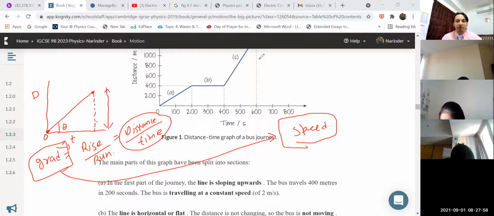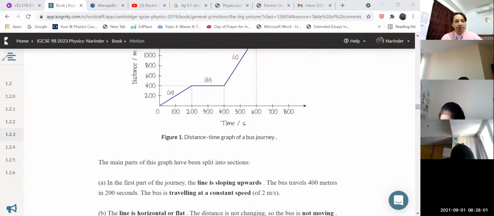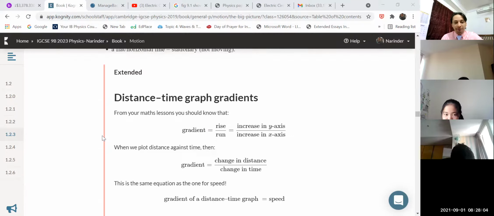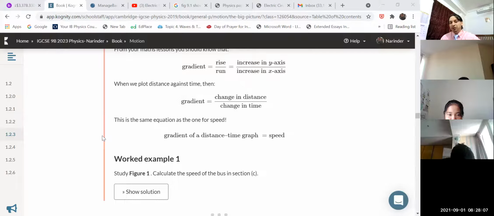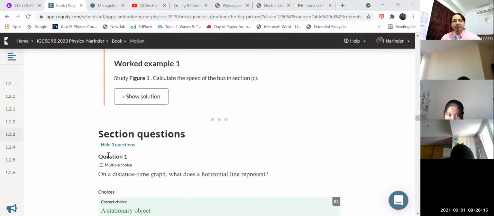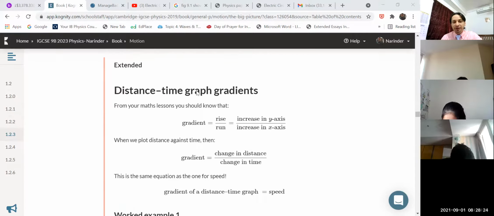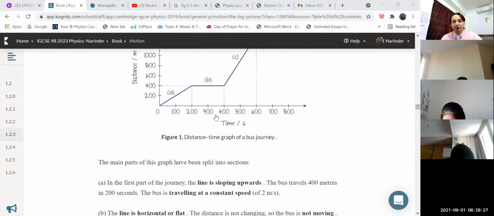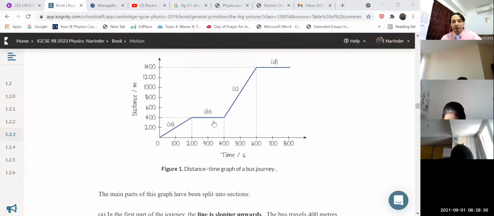So gradient is given by distance divided by time, children. We will discuss more about the gradient, but let me move ahead first. You can find gradient is given by change in position divided by time, actually. So one example here: calculate the speed of the bus in section C. Children, please calculate the speed of the bus in section C. Let me go to section C, just focus on section C, remove A, B, and D, and find the speed. I already calculated this value, but students, you try by yourself now.